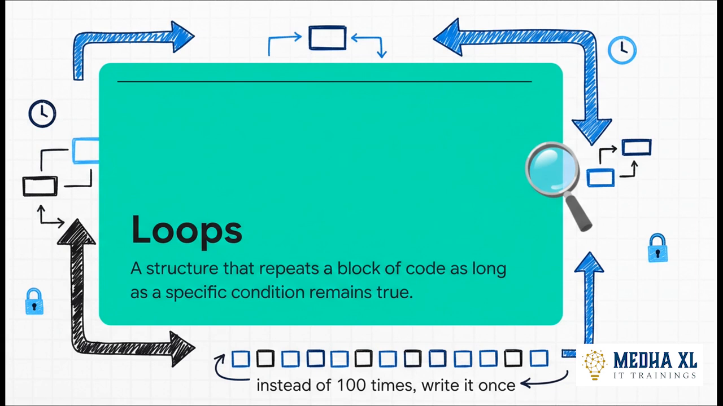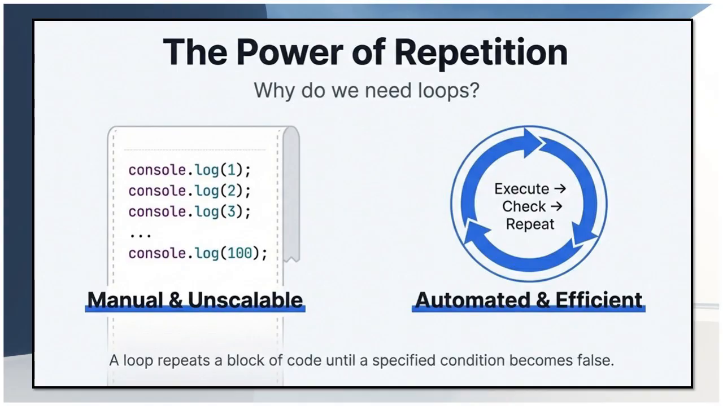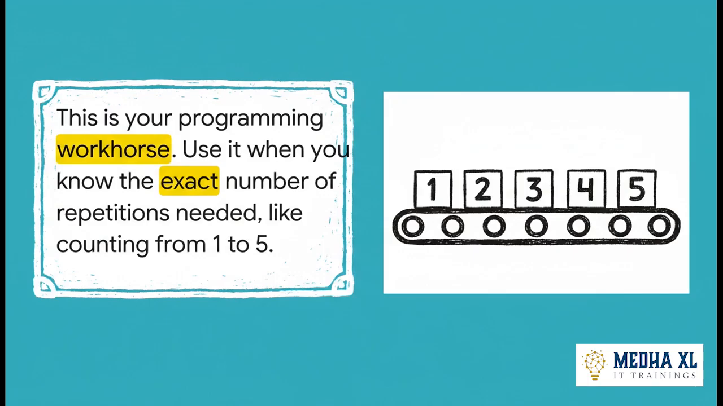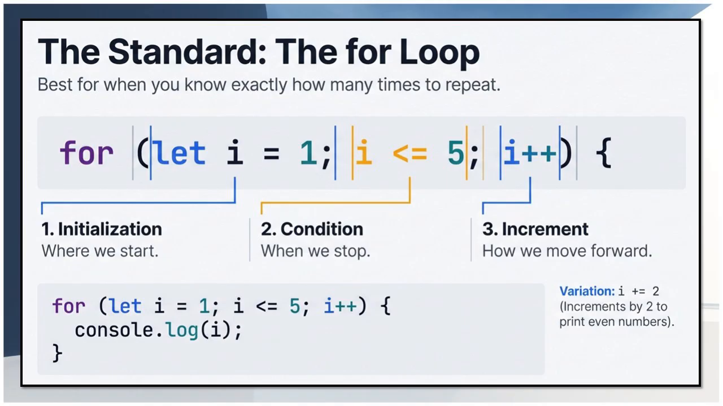So instead of copying and pasting the same line 100 times, you just write it once inside a loop. The most common type of loop, the one you'll see everywhere, is the for loop. This is your absolute workhorse. You use a for loop when you know exactly how many times you need to do something, like count from 1 to 10, or process the first 50 emails in your inbox.